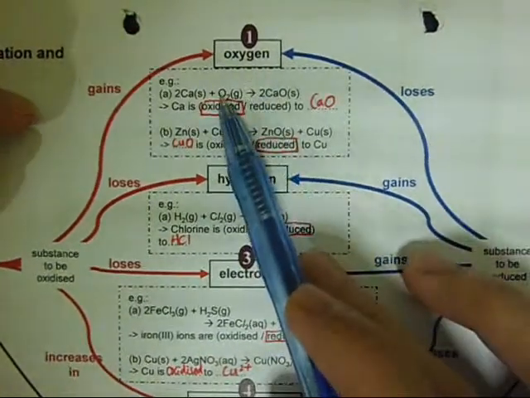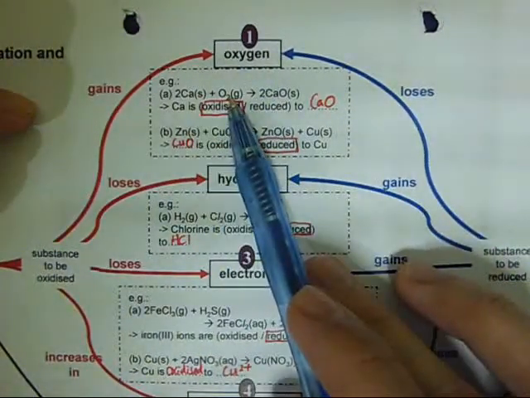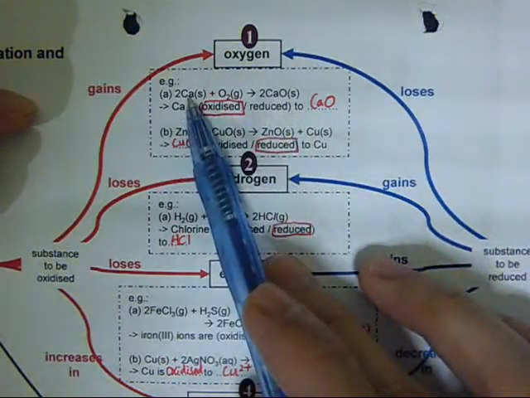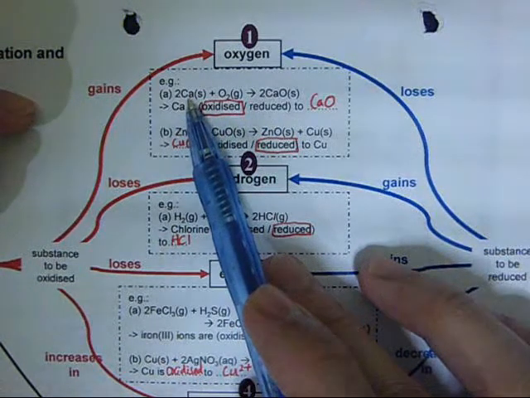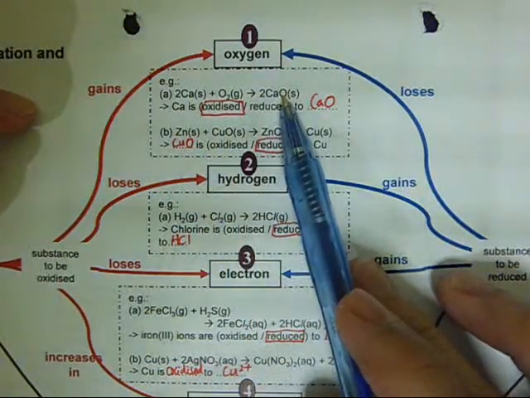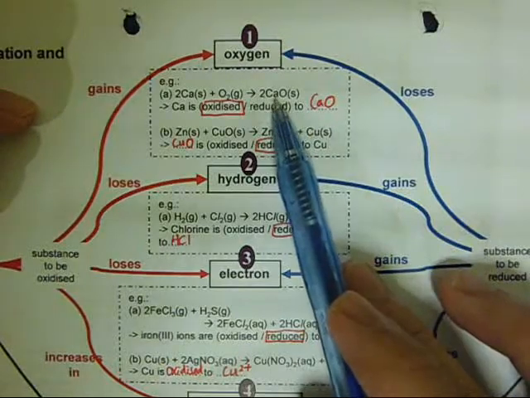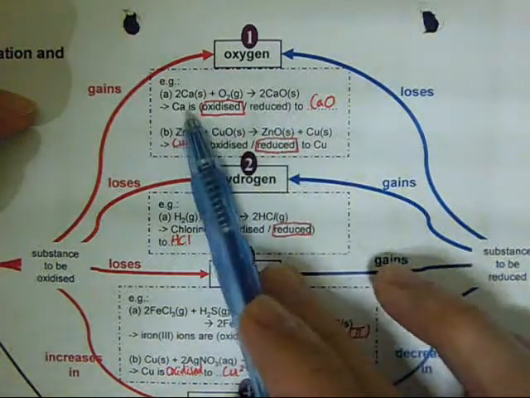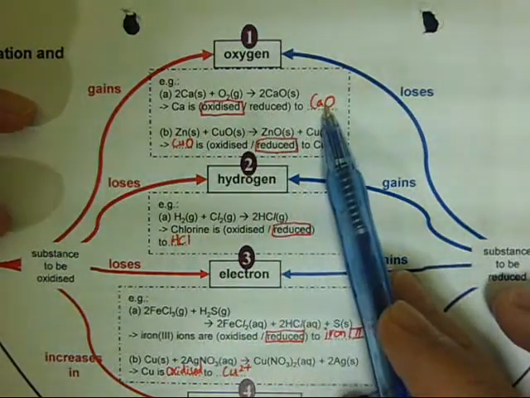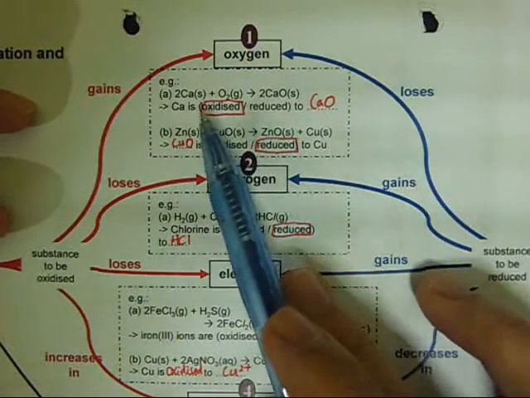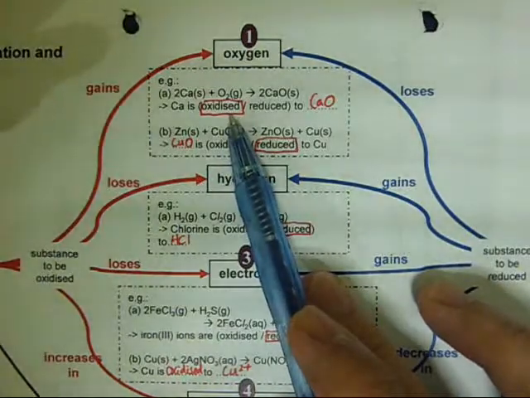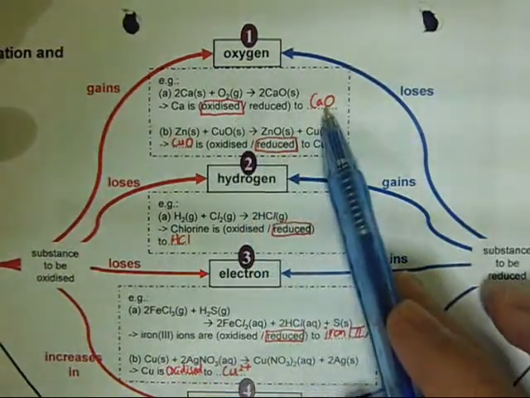What do you mean by that? Let's look at the first example here. Calcium reacts with oxygen and calcium oxide is produced. Before the reaction takes place, there is no oxygen in the calcium, and after the chemical reaction, calcium becomes calcium oxide. So calcium is oxidized because it gains oxygen to form calcium oxide. In this chemical reaction, calcium is said to be oxidized, or calcium undergoes oxidation.